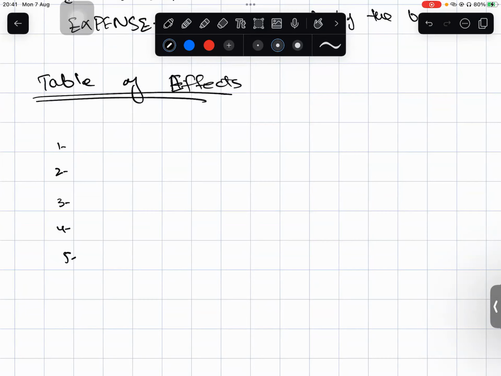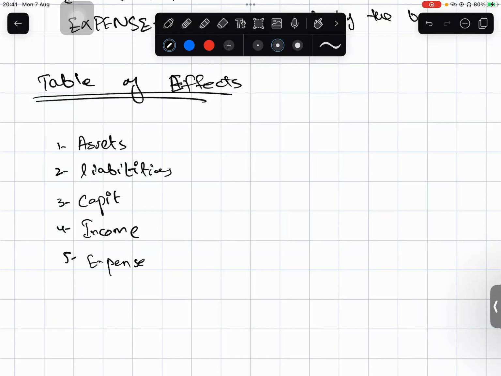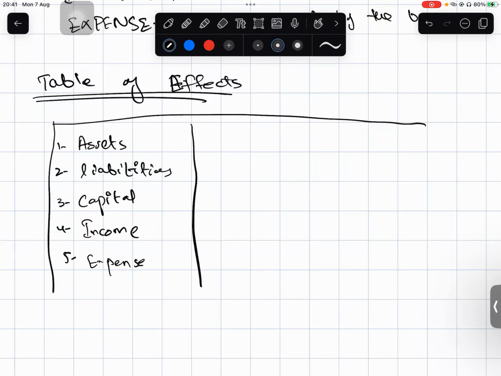Five. Five, yeah, I actually wrote that. And can you please name them? Asset, liability, expense, income. Asset, liability, income, and expense. Excellent. And there was a third one, I remember, was that? Capital. Capital. Absolutely. Capital. Okay, so these are your 5 types of accounts.